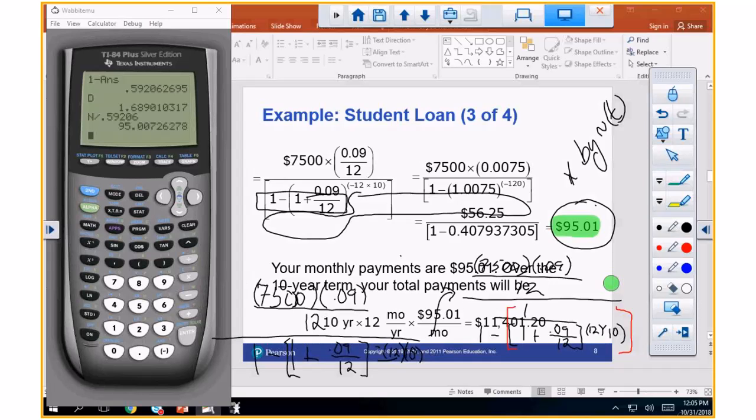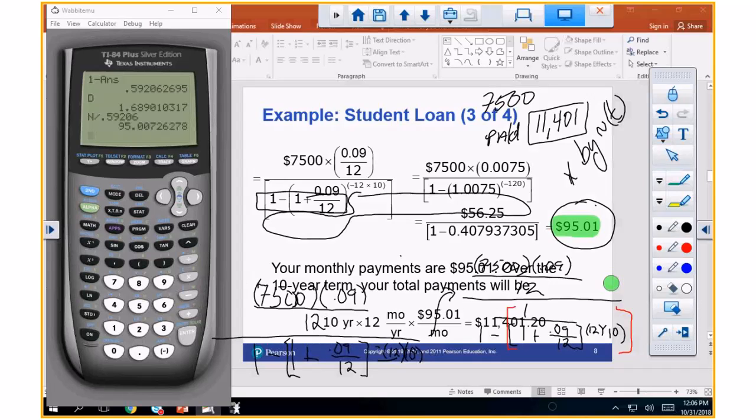Okay? So take 120 payments. You borrowed how much? You borrowed $7,500, right? Now take 120 payments and multiply it by 95.01. What do you get? 120 times 95.01 is 11,401. So after 120 payments, you've paid over $3,900 for that $7,500.